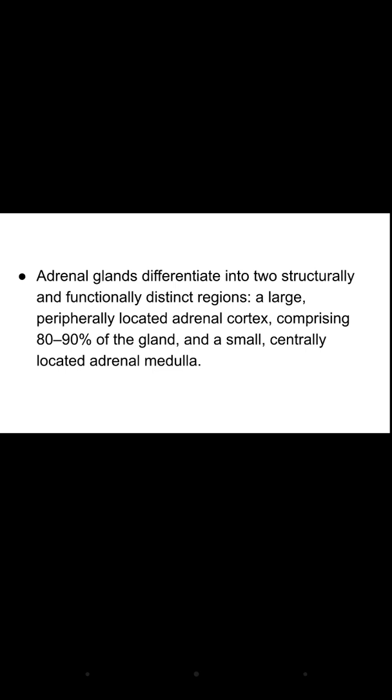Now the adrenal glands are differentiated into two distinct regions, structurally and functionally. First is the adrenal cortex and second is the adrenal medulla. The large part is the adrenal cortex. 80 to 90% of the gland is comprised of this cortex, and the small part is the adrenal medulla. The outer part, which is peripherally located, is the adrenal cortex, and the inner part, which is centrally located, is the adrenal medulla.